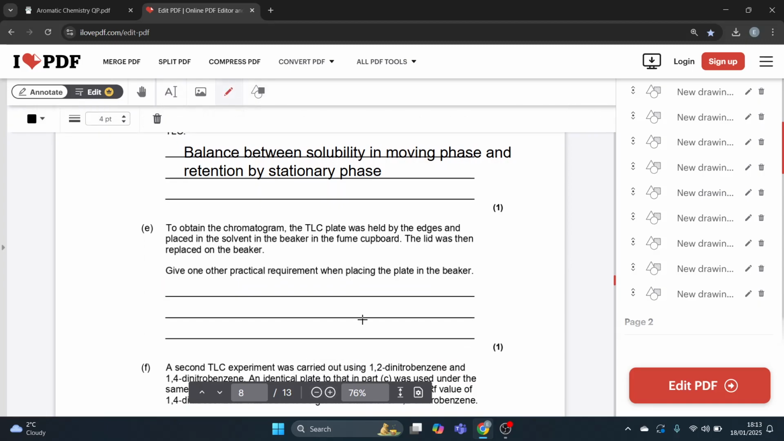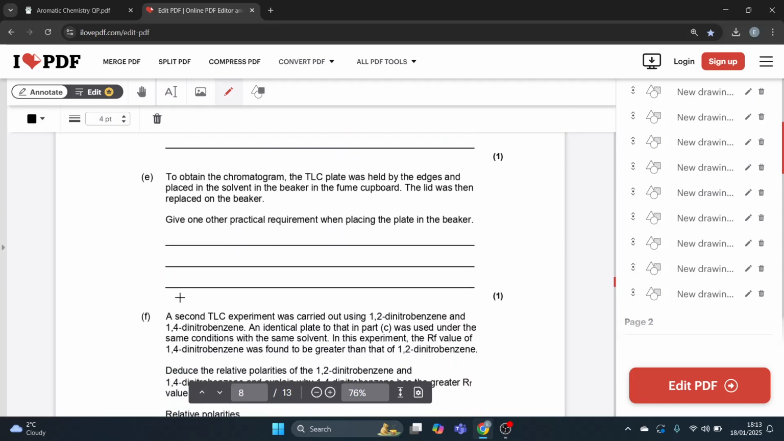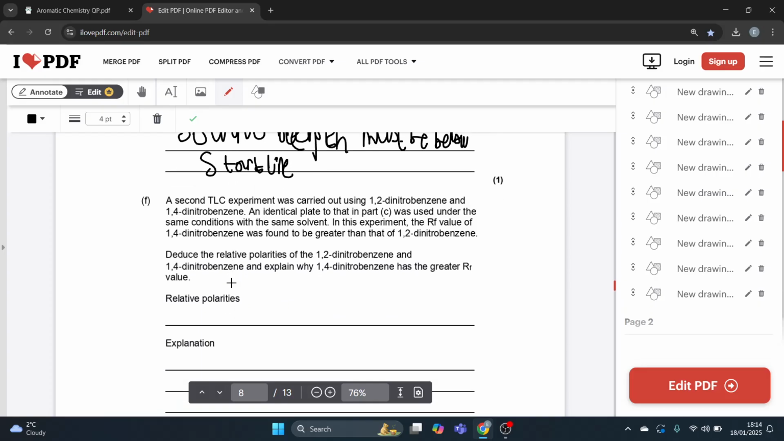Give one of the practical requirements when placing the plate in the beaker. Solvent depth must be below the start line. Solvent depth must be below start line.